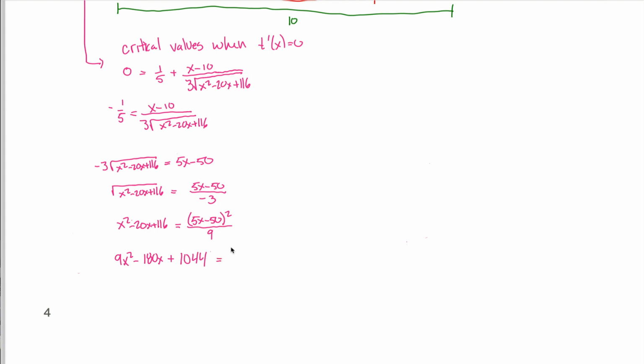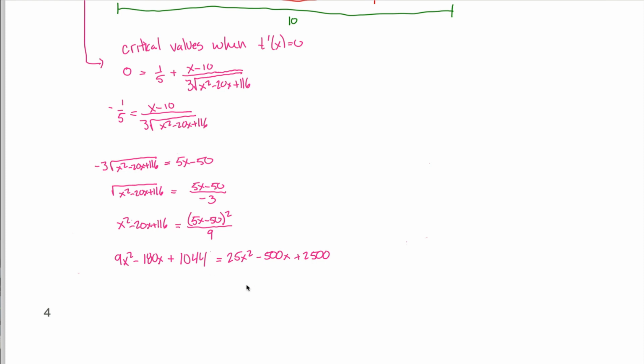On the right, I need to expand out (5x minus 50) squared. So 5x times 5x gives me 25x squared. 5x times negative 50 is negative 250x. But if I'm thinking FOIL, both the O and the I in FOIL would produce one of those negative 250x's. So in total, I'd have negative 500x. And then the negative 50 times the negative 50 gives me positive 2500.